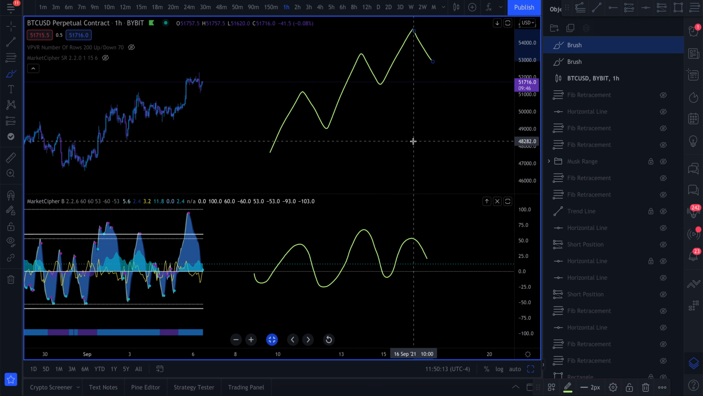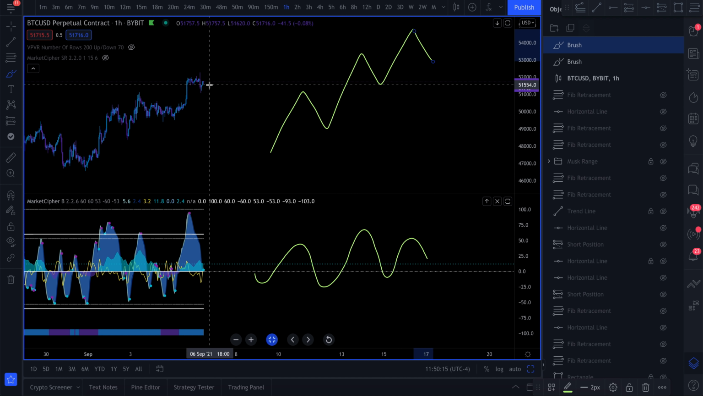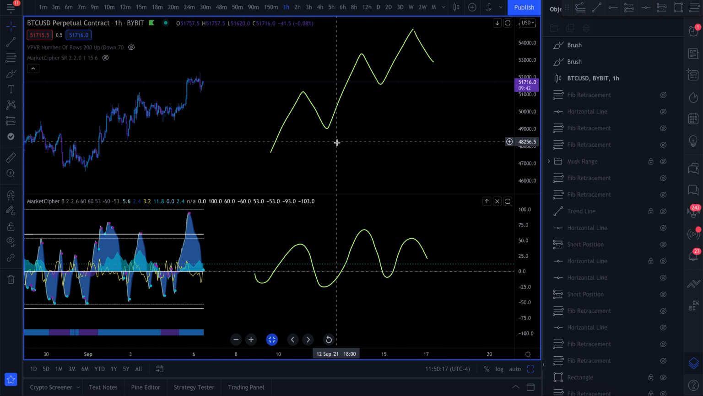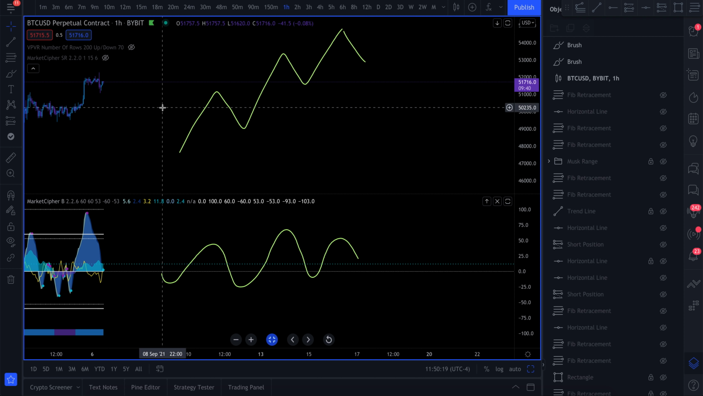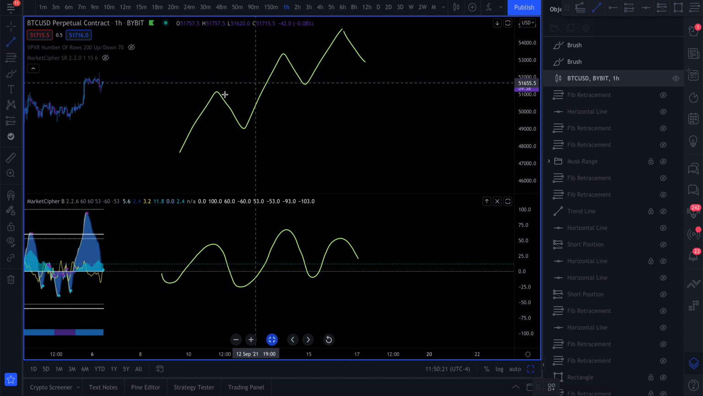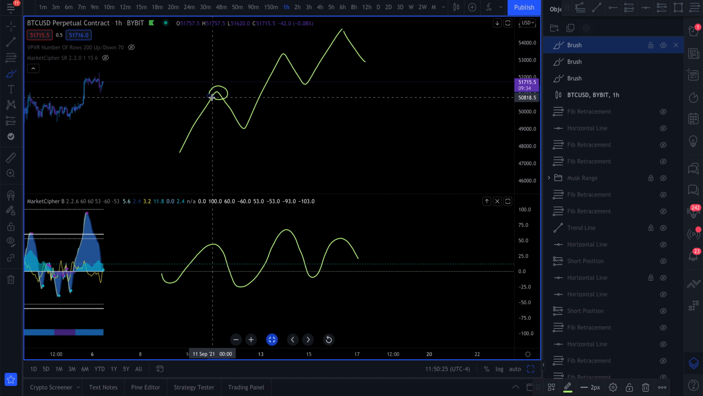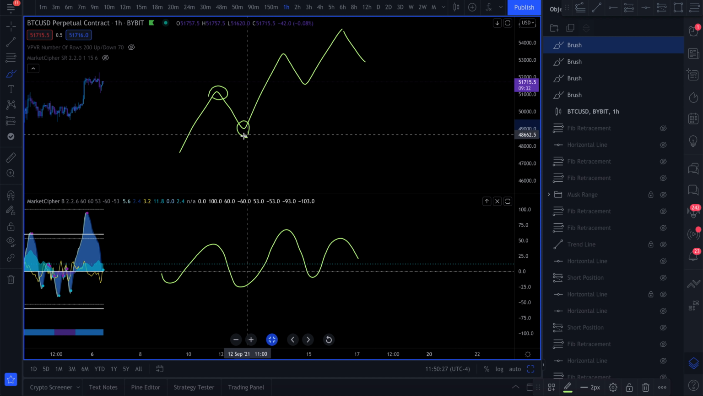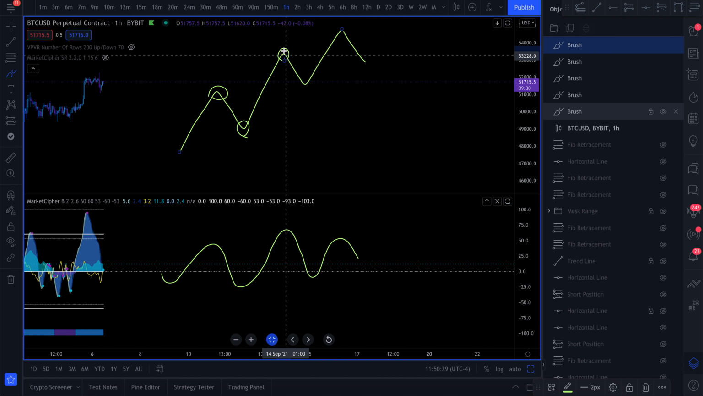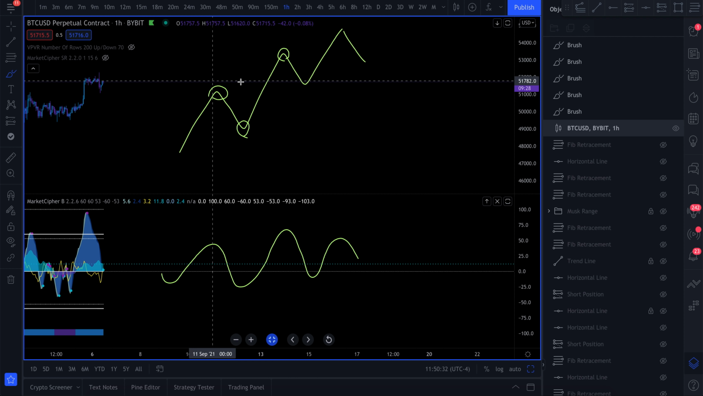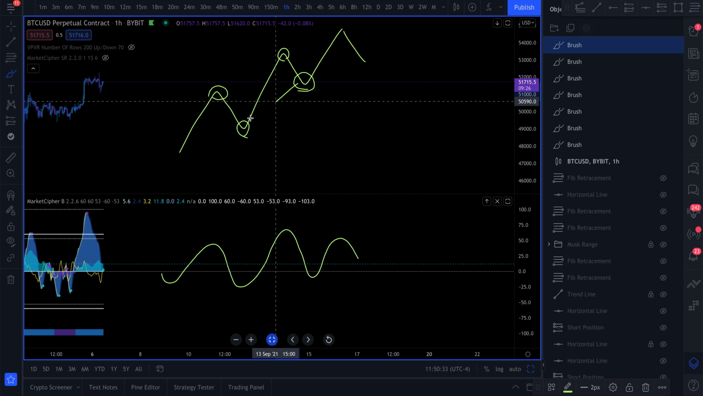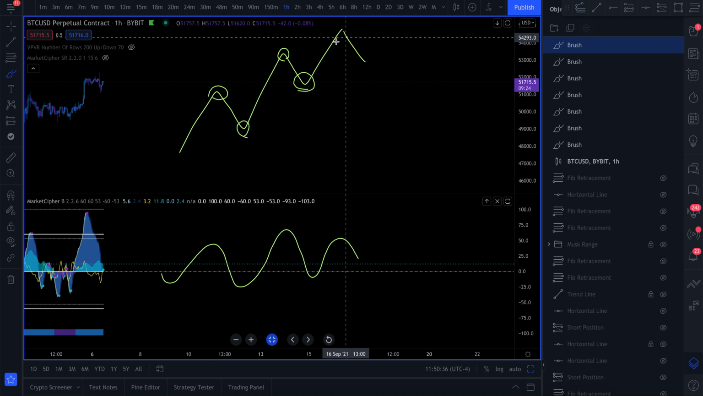Now here's what we want to look for. We want to see the price and the Market Cipher B momentum waves diverging, meaning they're doing something different. An uptrend is identified by price making higher highs and higher lows. We have a high, we have a higher low. We have a higher high that's higher than our previous high over here, and then we have a higher low that's higher than our previous low over here, and then we have a higher high.